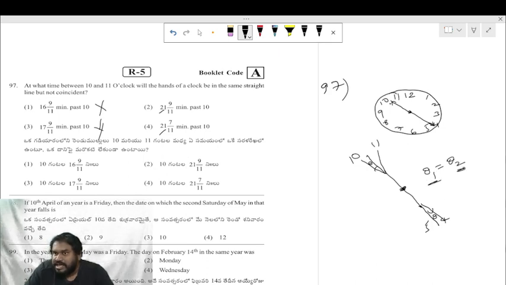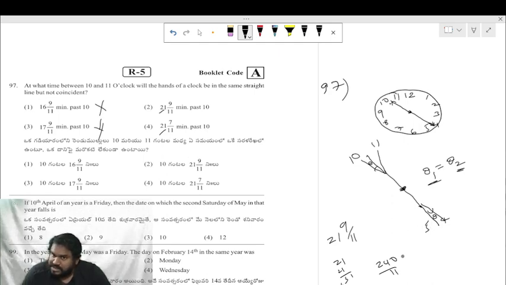So that angle I'll find at what condition, at what time it will be there. I'll do one thing, I'll check with the options. I'll go with 21 9 by 11. For 21 9 by 11, what angle will the hours needle do and what angle will the minutes needle do? So it is 21 hours and 9 by 11 minutes, that is 231 plus 9, 240 by 11 minutes. At 240 by 11 minutes, what will the hours needle do?